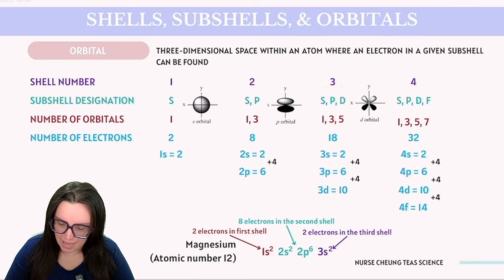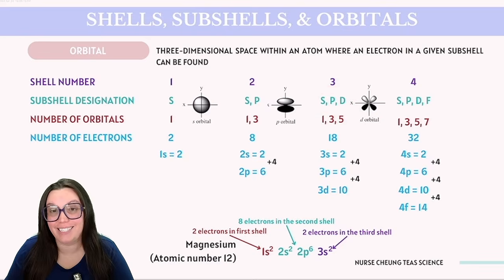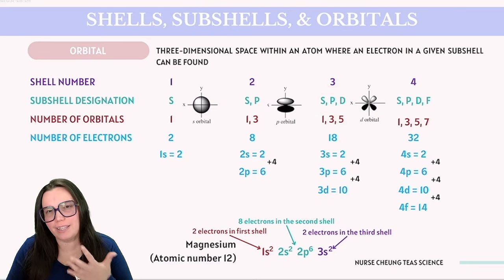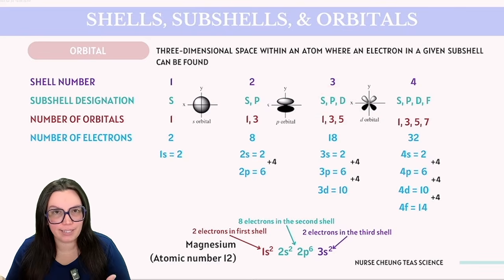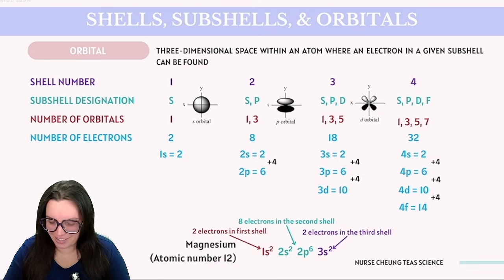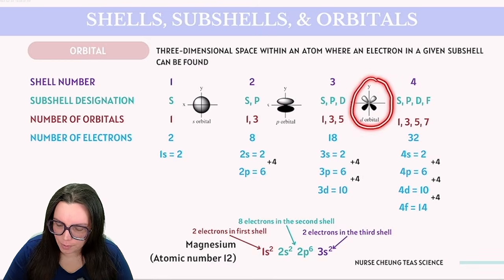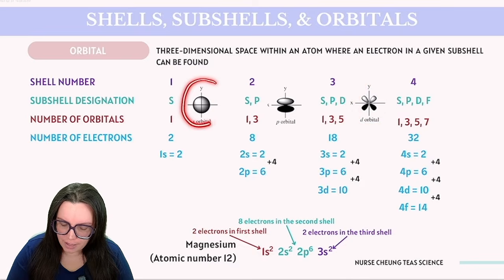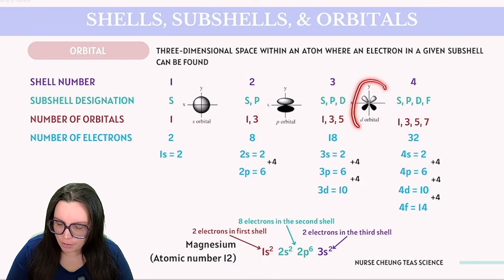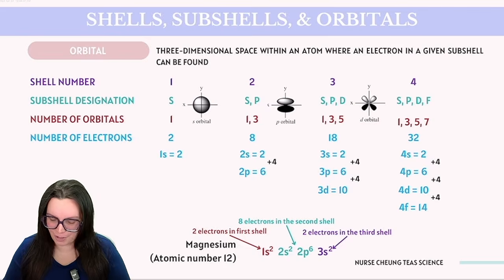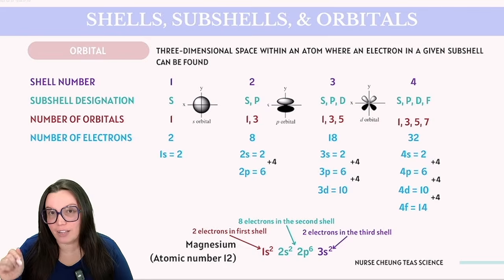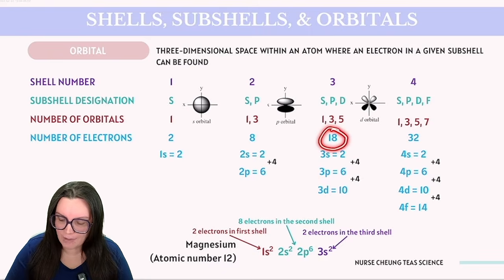So now let's move on to our third shell. As we know, we have an S, a P, and a D subshell. The TEAS loves to test you on what these shells look like. It almost looks like a 4-leaf clover, right? With our first shell, it's more of a circle or sphere. Our second shell looks more like a dumbbell, and our third shell kind of looks like a 4-leaf clover. So how many electrons maximum can we have in that third shell? Well, the maximum number we can have is 18.